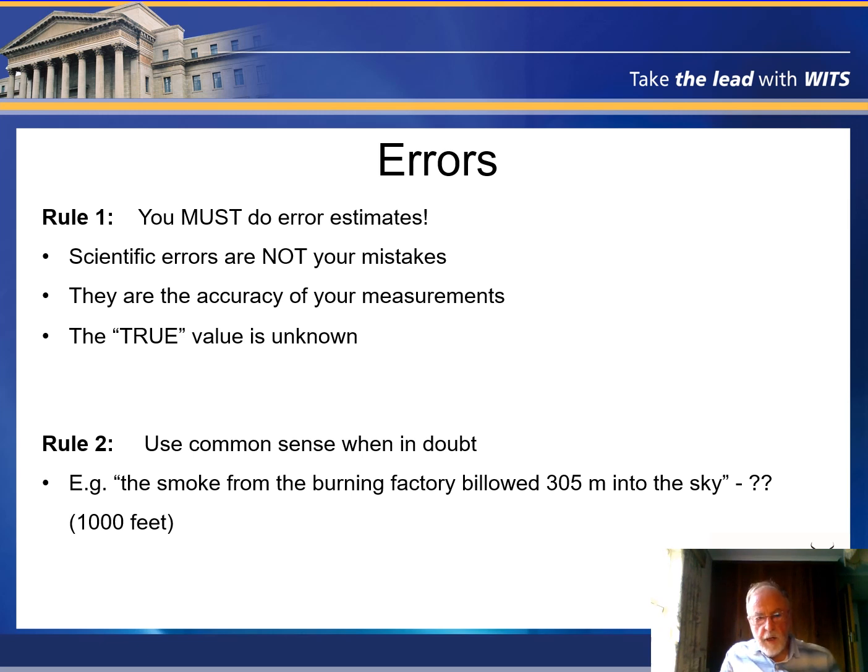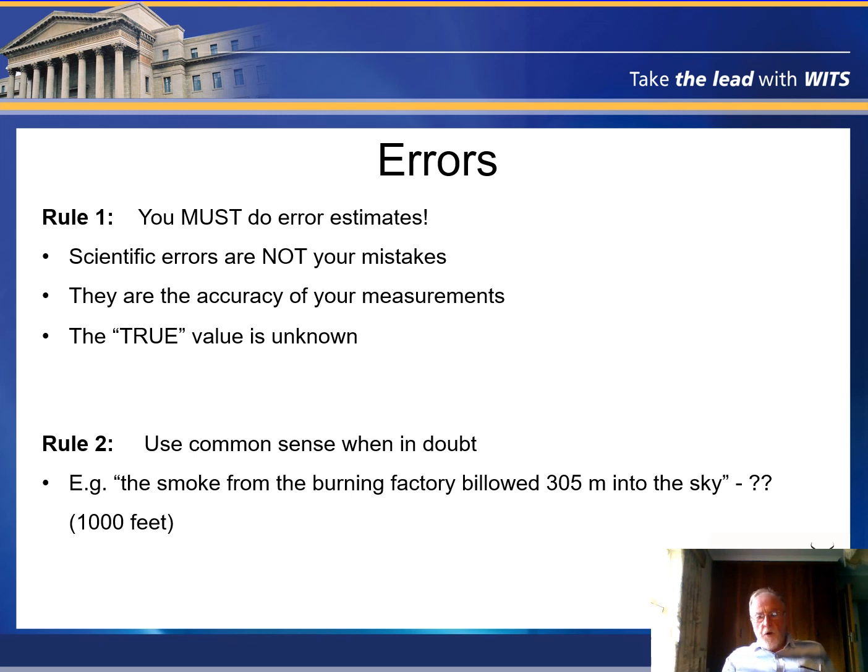And rule two is use common sense when in doubt. You must have some sort of error estimate, and if you're not sure what to do, then use some common sense and don't quote things that obviously aren't right. And here's a good example, and you see this all the time, all over the place. A statement in a journalistic report, for example, the smoke from the burning factory billowed 305 meters into the sky. Really? Did somebody get up a ladder and measure it? It's a pretty long ladder.